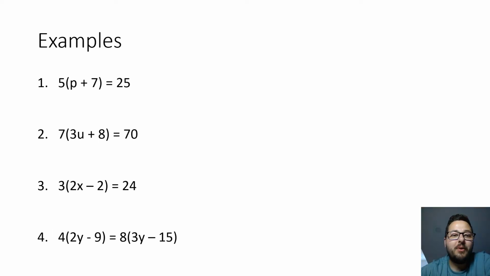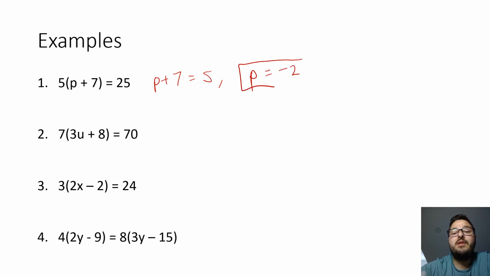All right, so the first one then, we've got 5 brackets p plus 7 is 25. 5 goes into 25, so if we divide both sides by 5, we're going to end up with p plus 7 equals 25 divided by 5, which is 5. And then just take away the 7, so you're going to get p is 5 minus 7, which is minus 2.